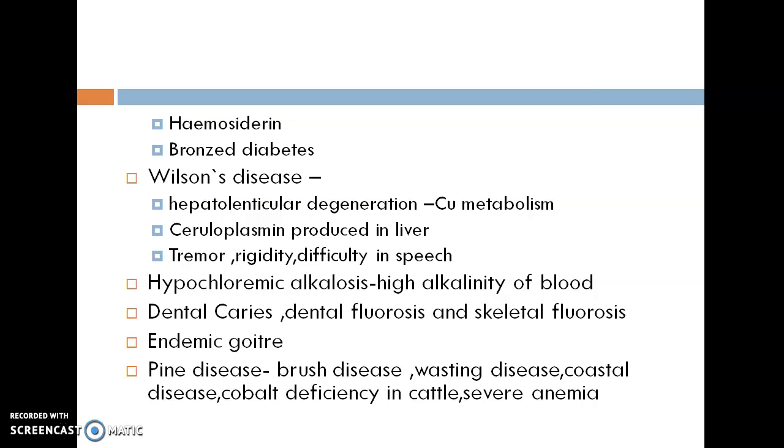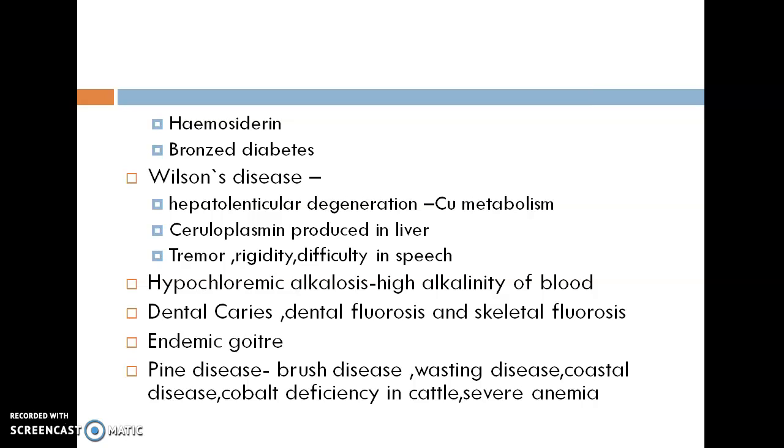Now there is Wilson's disease. It is hepatolenticular degeneration. It is a human disease due to defective copper metabolism. It is a rare familial or hereditary disorder in which synthesis of ceruloplasmin is defective or absent. Ceruloplasmin is a copper containing pigment synthesized in the liver. The disease is characterized by high accumulation of copper in the brain, liver, kidney and eyes, damaging them by copper poisoning. Visible symptoms of Wilson's disease are tremor, rigidity, and difficulty in speech.